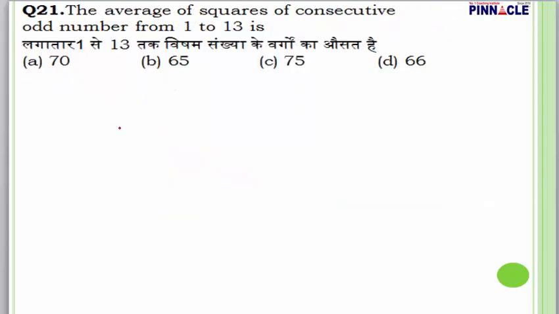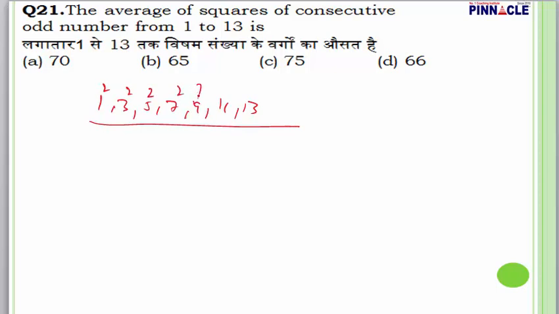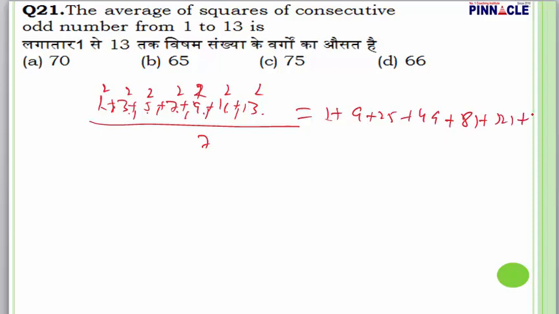Next question, question number 21. Average of the square of consecutive odd numbers from 1 to 13 is. So the squares of consecutive 1, 3, 5, 7, 9, 11 and 13. And the average of the squares: you can add all these and then divide by 7. We will have 1 plus 9, 25, 49, 81, and then 121, and plus 169, divided by 7.